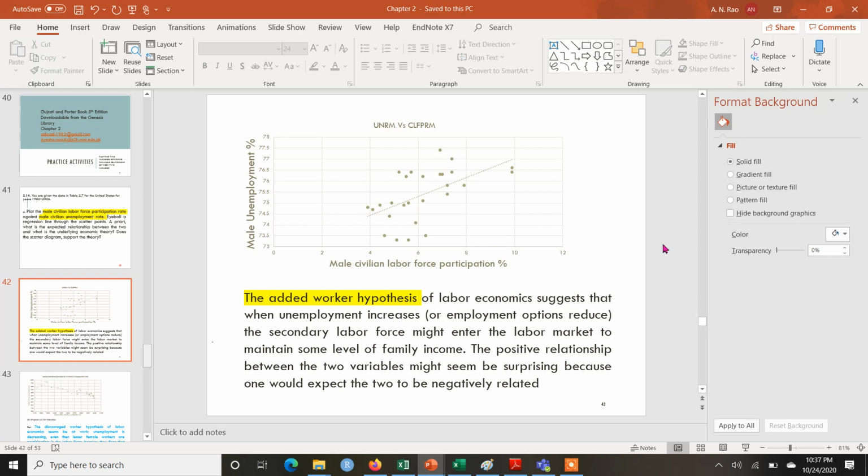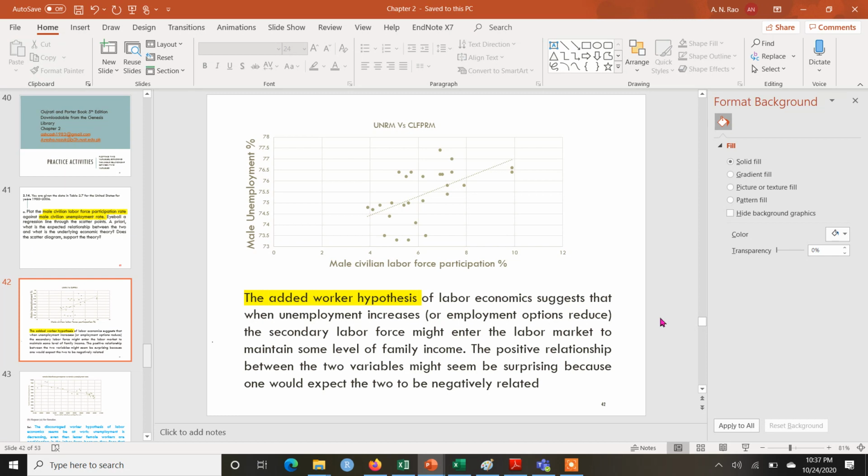Now apparently this relationship might seem a little bit surprising to you, or you may not be expecting that these two variables are positively related. But if you explore the concept of the added worker hypothesis in labor economics, which suggests that when unemployment increases, there is a tendency for the secondary labor force to enter the labor market. Just understand it this way: if the unemployment is increasing, there is an additional pressure on the family, and a particular member of the family who was earlier not looking for a job now starts looking for a job.